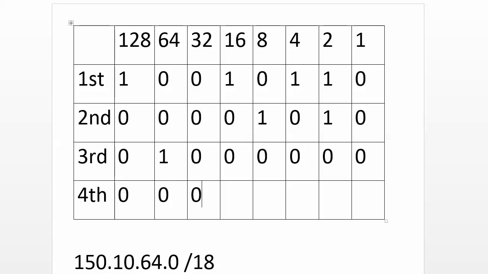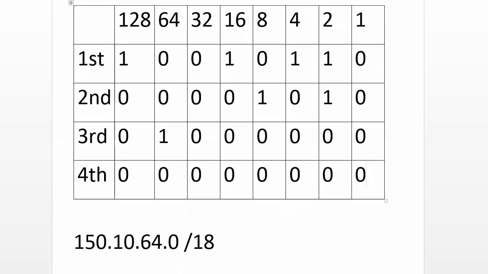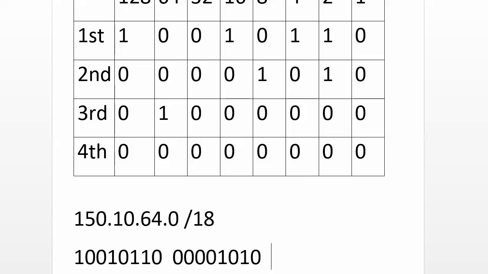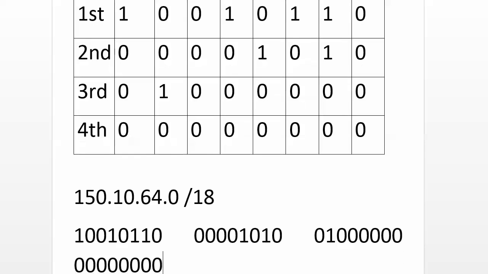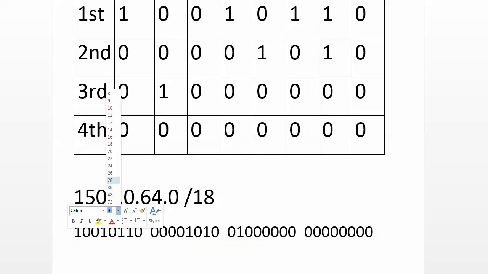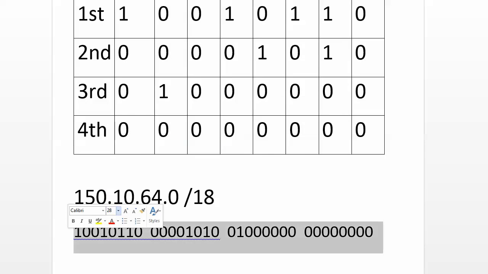Just for fun and giggles, we'll write that out. So I'm going to give myself a little bit of breathing room here for my binary string, and I may have to shrink this up a little bit. Yep, let me shrink that up a little bit. There we go, that will do.